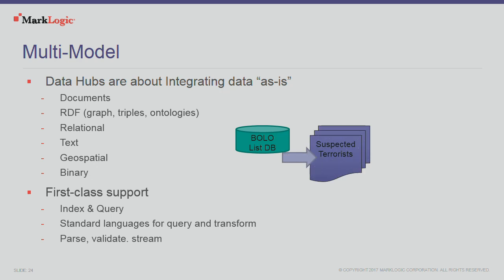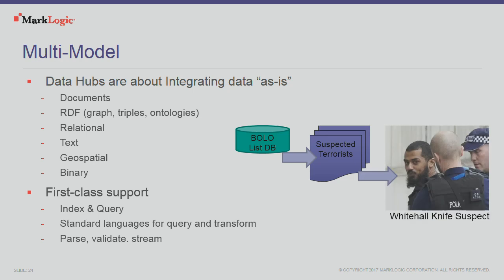And then they turn every row into a little XML row. That's a semantically lossless transformation, but they put it in XML for better indexing. And then finally, they integrate it together into overall person of interest records. Again, this is more of a person 360. I don't think this person is necessarily in their database. So this is the Whitehall suspect in a knife attack. So they have the three levels all the way back to the binary. I thought that was really impressive. And again, that's because of multi-model.